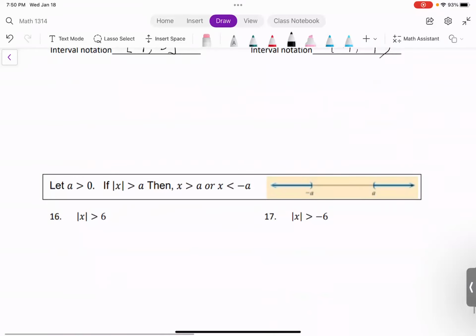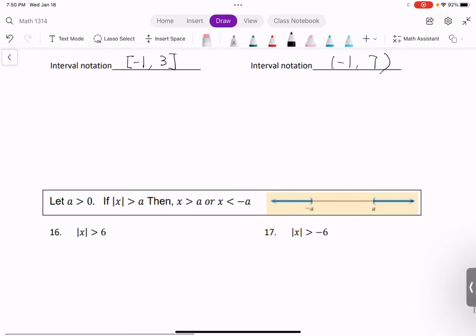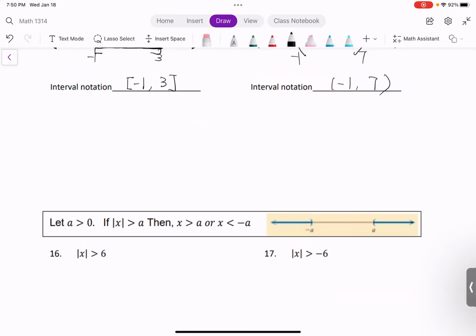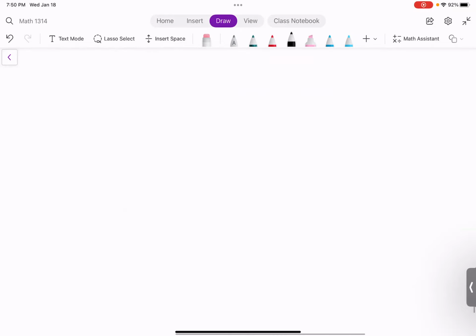Next part is greater than. Okay, in previous examples, we said absolute value is less than. How about greater than? For example, if I have absolute value of x equals 6, I know that x equals positive or negative 6. So here is -6, here is +6.